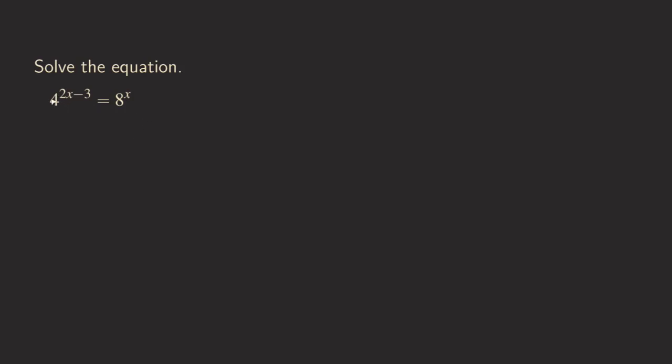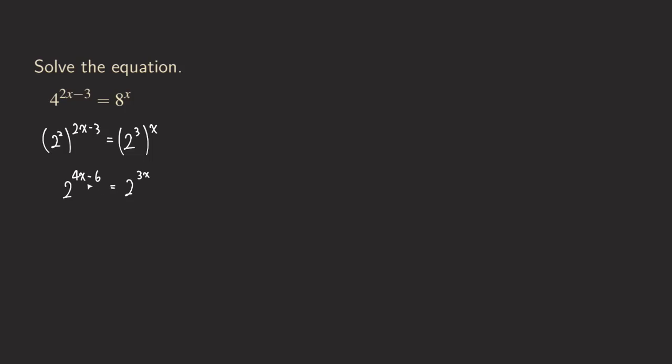So now we can turn the 4 into 2 squared, and we still have the 2x minus 3 on the outside. And what about this one? This one is the same thing. We are going to get 2 to the third power, just like the previous example, and then we still have the outside power, the x. So now there is the inner power and the outside power. We can multiply them together. So we are going to get 2 to the 2 times 2x, which is 4x, and then 2 times -3, which is -6. And then here we just get 2 to the 3x.